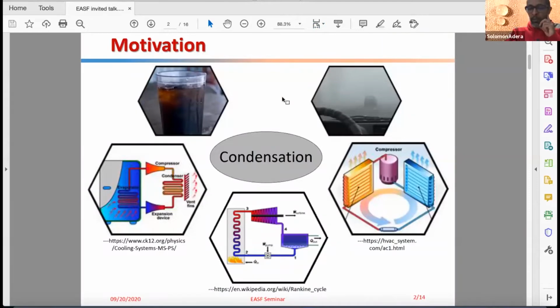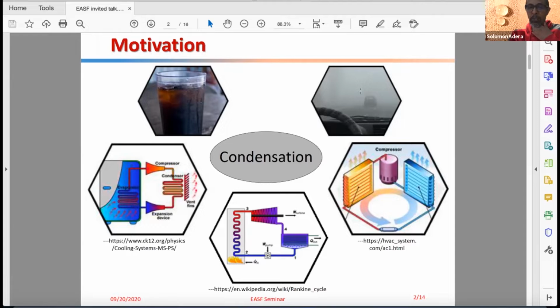The motivation for this work is condensation, which is ubiquitous both in nature and in industry. We see condensation in nature when we have a cold beverage, where droplets form on the outside of the container, or during a humid day when fog forms on our windshield glass.